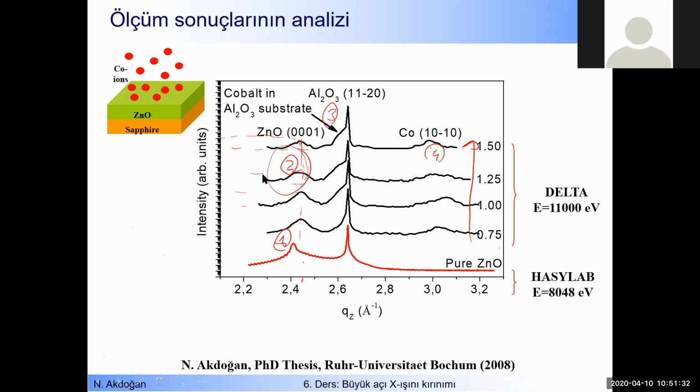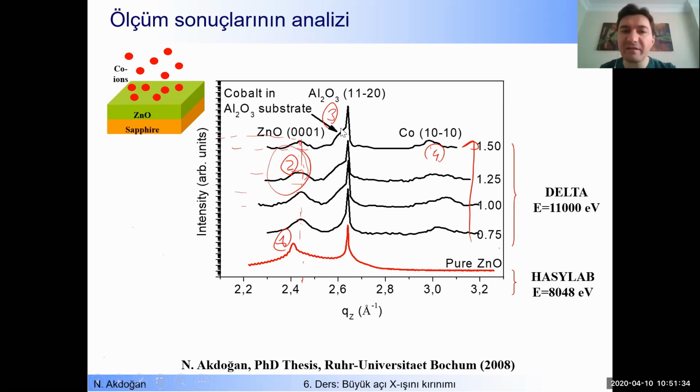This is related to the second one. Okay, thanks. So now let's have a look at the third feature here. Why do we see a shoulder on the left side of the main peak of sapphire? And what is the meaning of that? This third feature here, the shoulder on the left side of the sapphire peak, tells us that some portion of the cobalt ions are located within the aluminum oxide substrate.